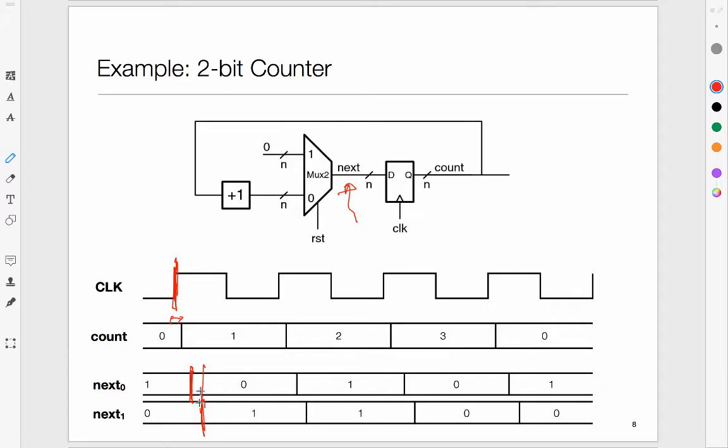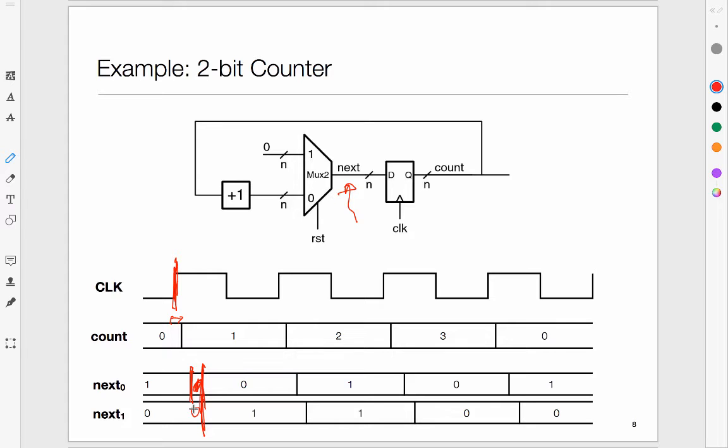But if you see, we are going through this intermediate stage where the next 0 has changed to 0, and this is still 0. So instead of going from 0 1 to 1 0 in one go, we are going from 0 1 to 0 0 to 1 0.